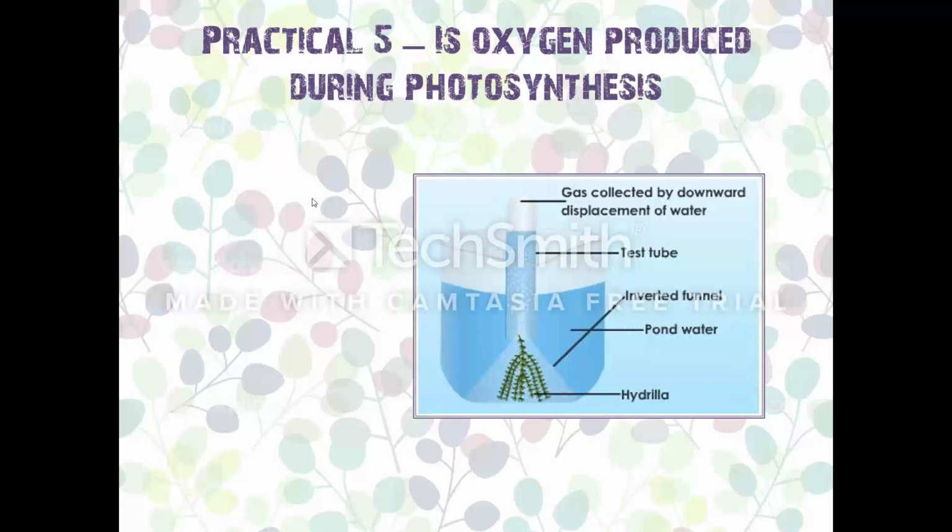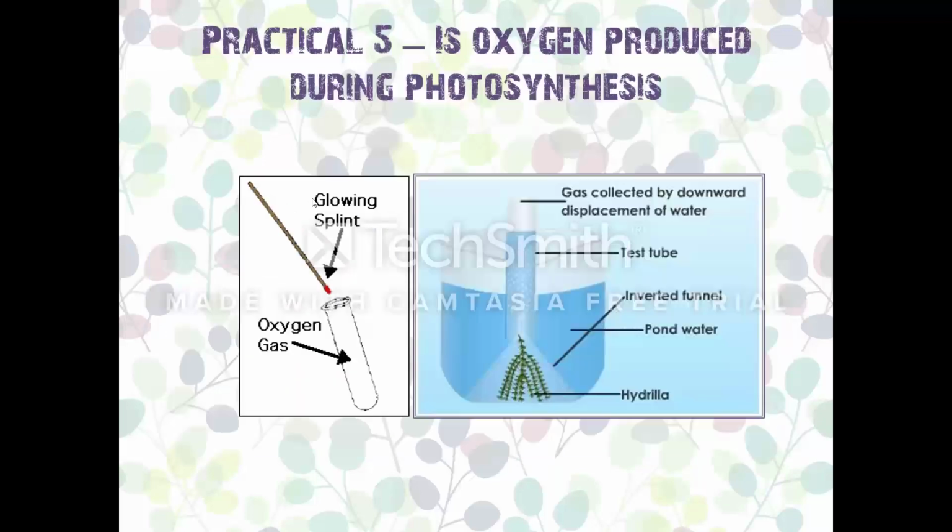And the next experiment is: is oxygen needed? Not needed. Is oxygen produced during photosynthesis? So every time we do the starch test, we're obviously proving that starch, glucose, is made when photosynthesis occurs. Now we need to prove that oxygen is in fact a byproduct of photosynthesis.